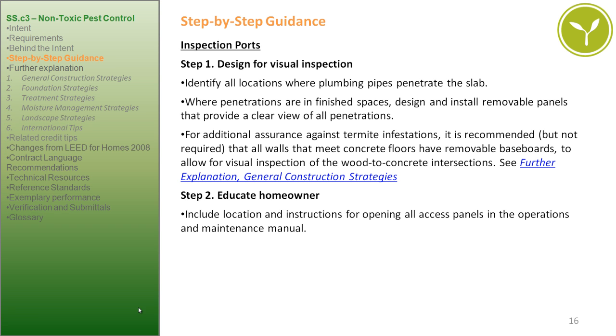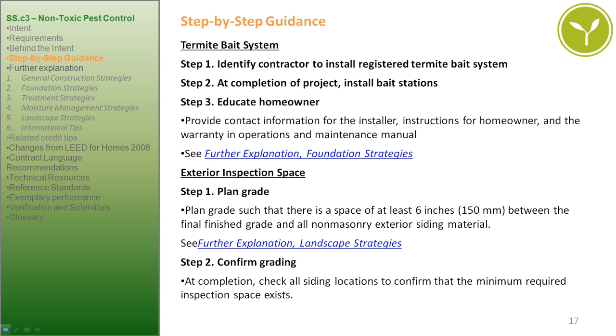Step 2. Educate homeowners. Include location and instructions for opening all access panels in the operations and maintenance manual. Termite bait system. Step 1. Identify contractor to install registered termite bait system. Step 2. At completion of project, install bait stations. Step 3. Educate homeowner. Provide contact information for the installer, instructions for the homeowner, and the warranty and operations and maintenance manual. See further explanation, foundation strategies.